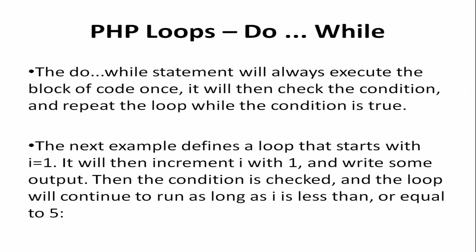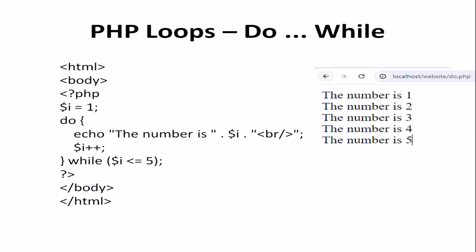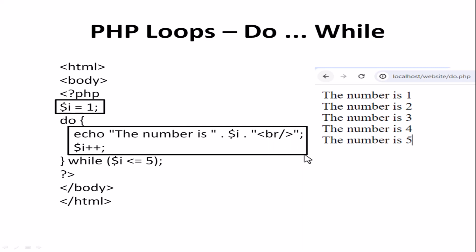Next, PHP loops: do while. Here the do block is going to execute first, and only at the last is it going to check the condition. For example, here we have written a do while. Initially $i equals 1. So in the do, echo number is printed on the screen. What is $i? 1 will be printed, and after that it is going to increment. Now it is going to check the condition, until $i is less than or equal to 5. At the last, 5 equal to 5 makes the condition true. So until then it is going to print.